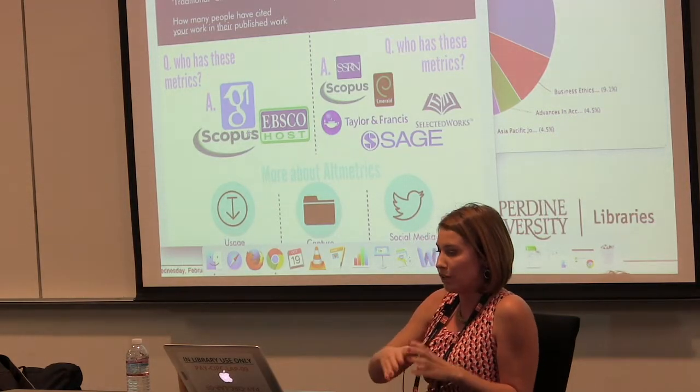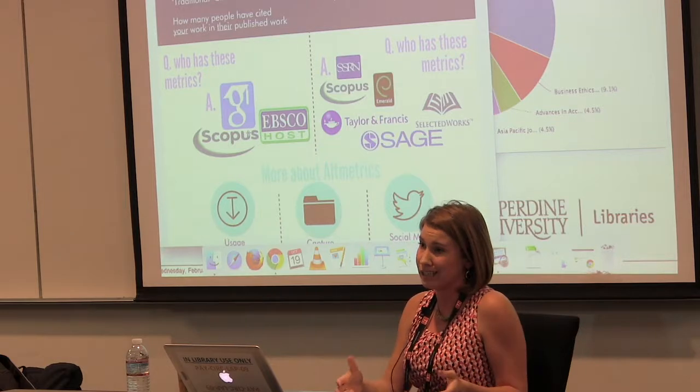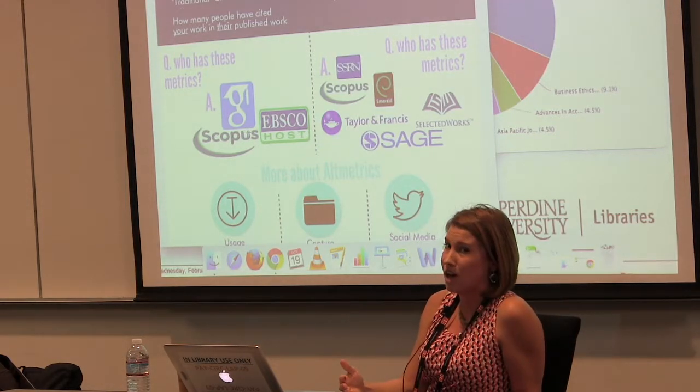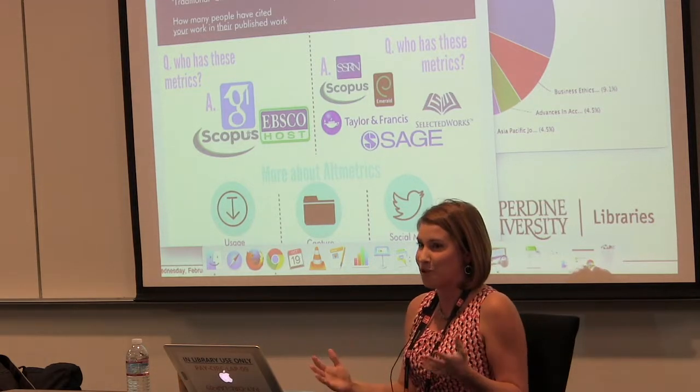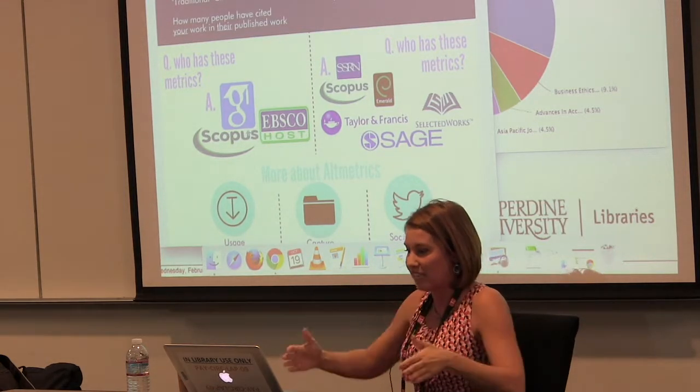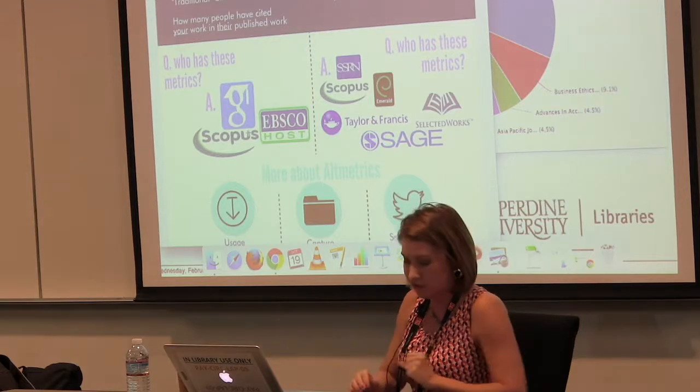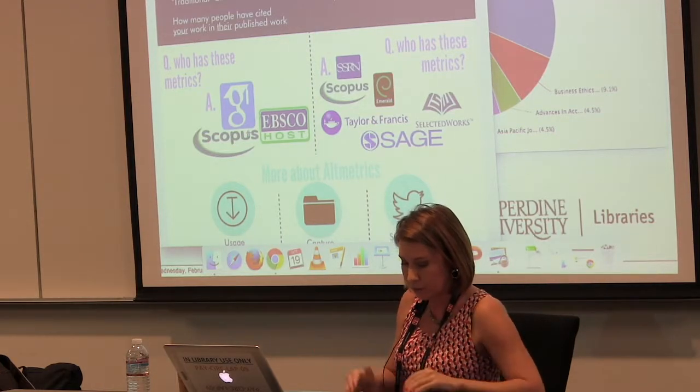So numbers aren't everything. You have to put them in context. Also, sometimes papers are cited a lot because they're wrong and everyone's refuting them. So it's not always good to have more. You need to place the numbers in context. Don't freak out if your numbers are low.